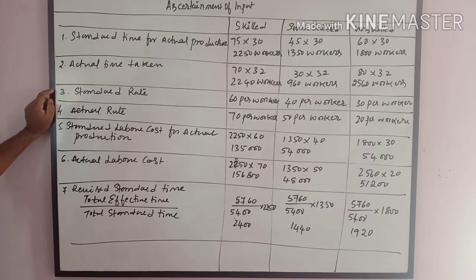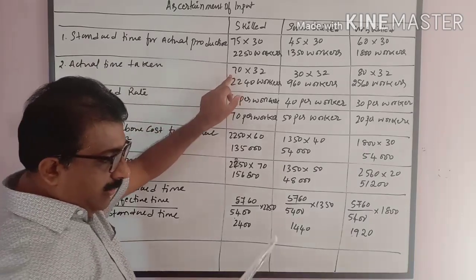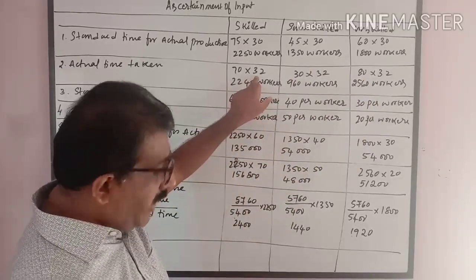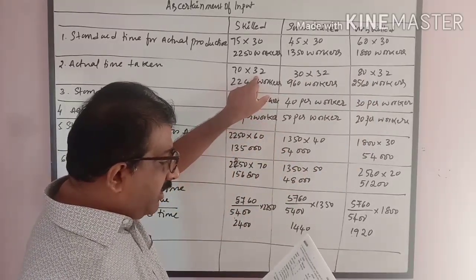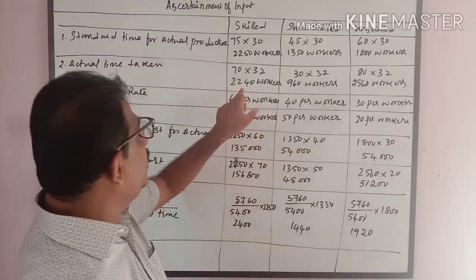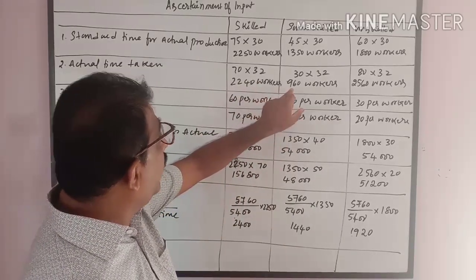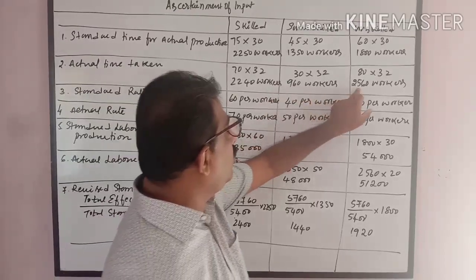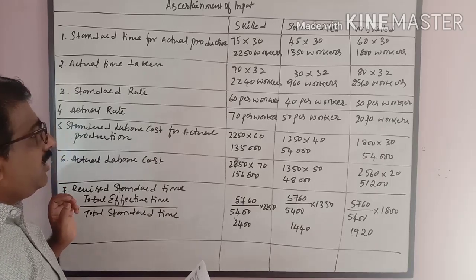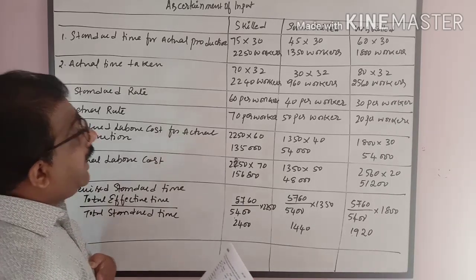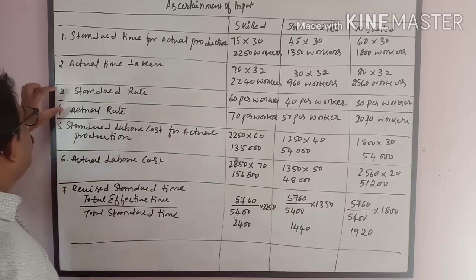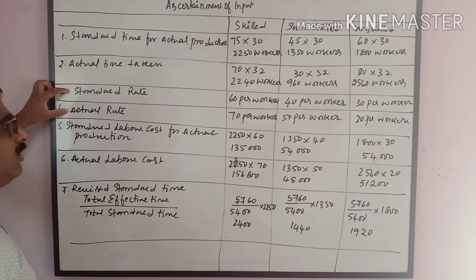And what is the actual time taken by the employees? 70, 30 and 80 workers are given, and 32 weeks has been taken, as the last paragraph says the work was completed in 32 weeks. 70 into 32, 30 into 32, 80 into 32 results in 2240, 960 and 2560 worker-weeks. The standard rate is given as 60, 40 and 30 rupees, and the actual rate as 70, 50 and 20. These are entered in the respective columns.